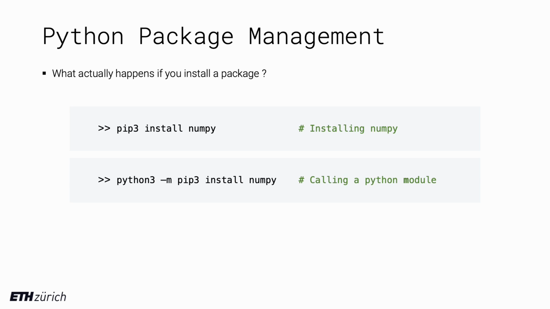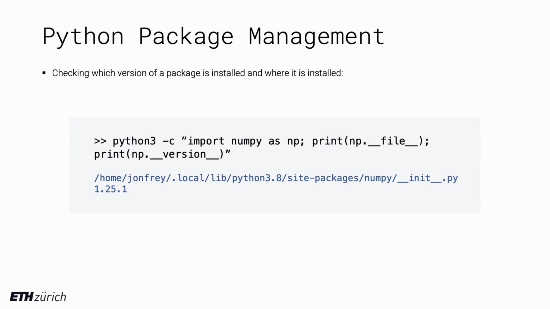Then, after installing a package, to just check where a package is installed, you can run the following program. You can import numpy as np, and then we can print out the file and the version of it, such that you can see here, for example, on my machine, numpy is installed to the site-packages folder under .local, and we have a version of 1.25.